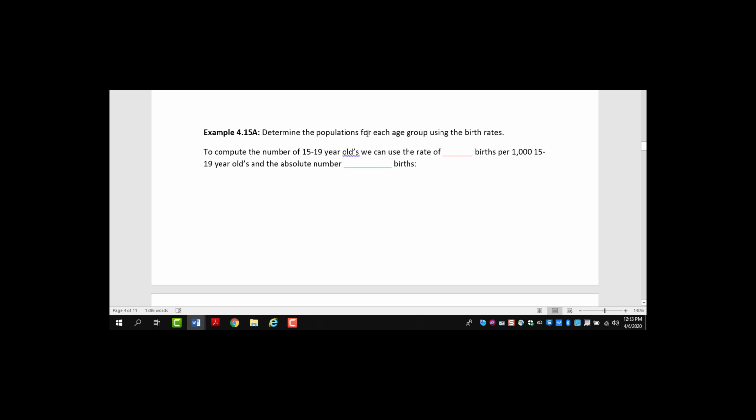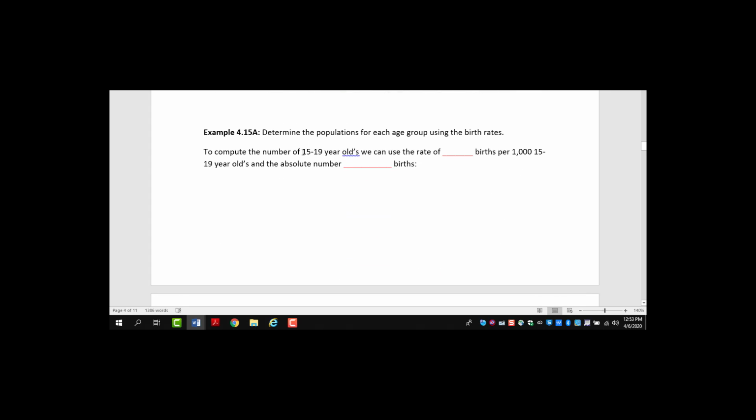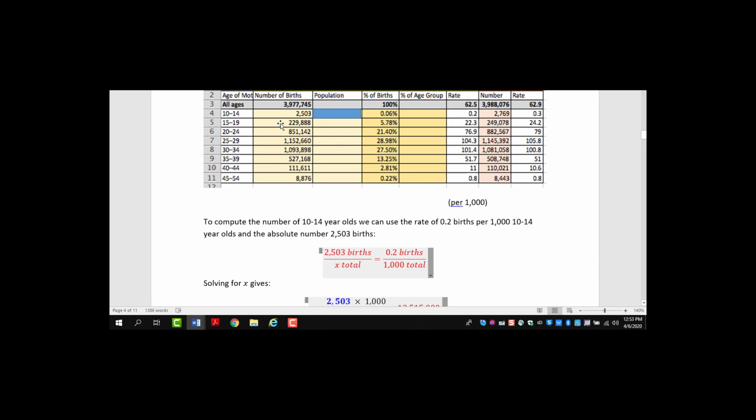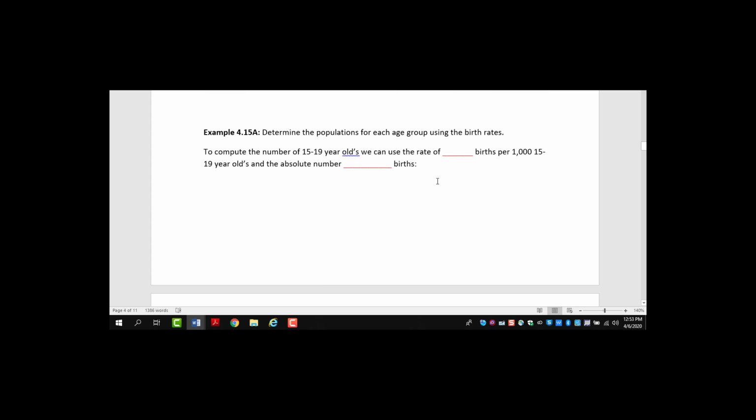So we're going to determine the population of each of the age groups. We're going to do one by example here, and this one's going to be 15 to 19-year-olds. We can use the rate of 22.3 births per 1,000 women aged 15 to 19. So we have 22.3 births per 1,000. That's going to be our first ratio, actually, right? I want to put that right here.